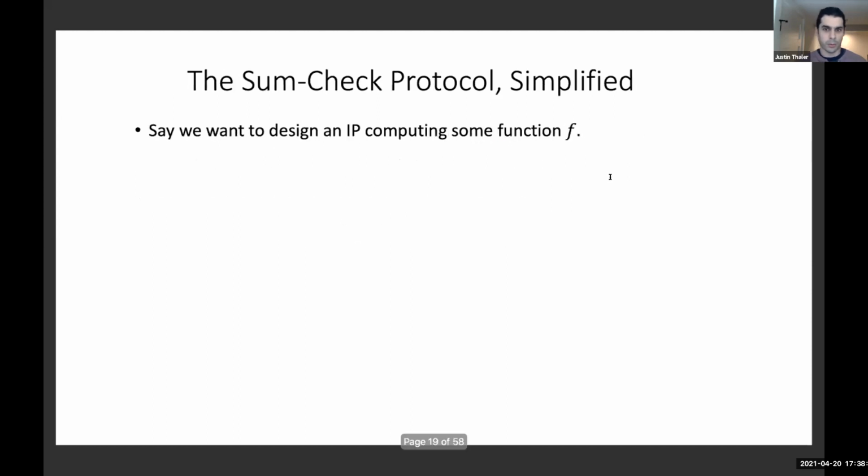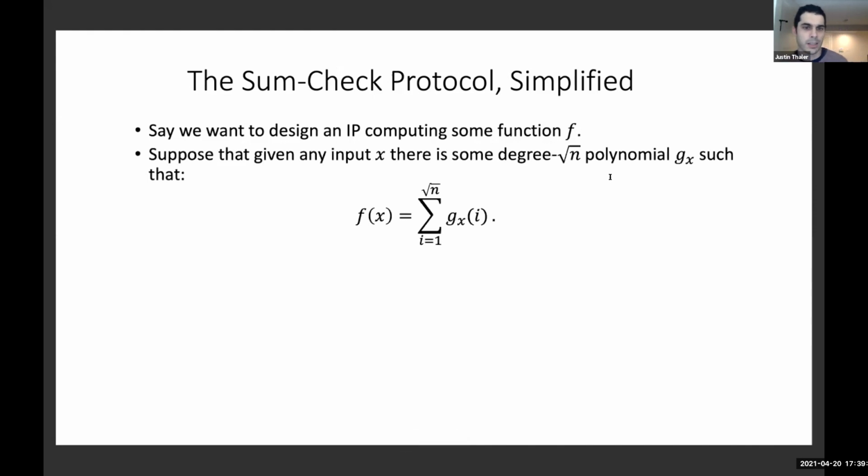Okay, so with that out of the way, I want to describe a highly simplified version of the sumcheck protocol. Despite the fact that this version is so simple, it's actually remarkably powerful. This has been used to prove some really amazing results. So imagine we want to design an interactive proof computing some function f. To apply this highly simplified sumcheck protocol, I need to make two assumptions about f. The first assumption is that for any input x to f, there's some reasonably low-degree polynomial that depends on x. I'm going to call it g sub x.